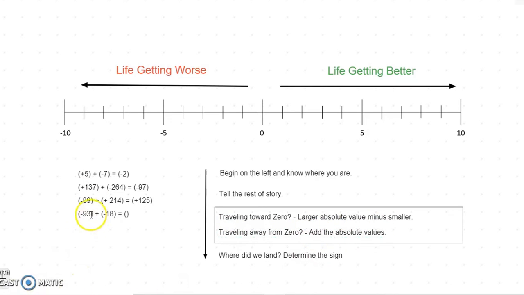So I need to take the 93, the absolute value, and add the 18, which gives me, what is that, 111. So I can put that in brackets here. And then I need to figure out where we landed. Well, I think you're getting the hang of this. If we began on the left and we moved further left, we're staying firmly on the negative side. And so there's our answer.